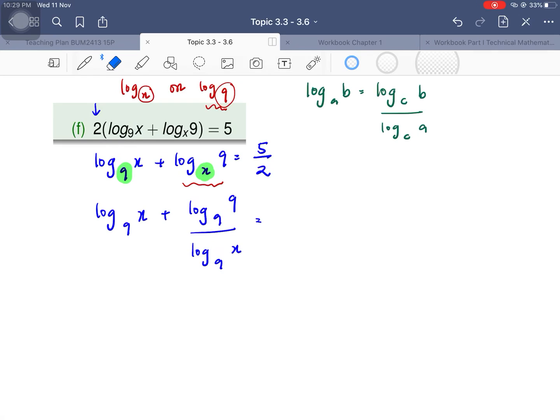I don't know why, every single time I write 5, it looks like 6. So let me not confuse you guys and put this as 5 over 2. That's how my equation is going to look.